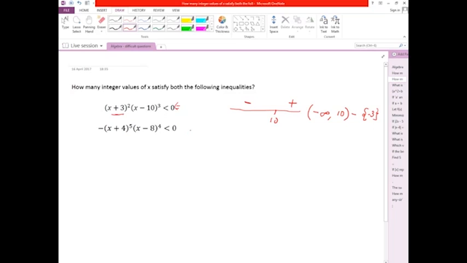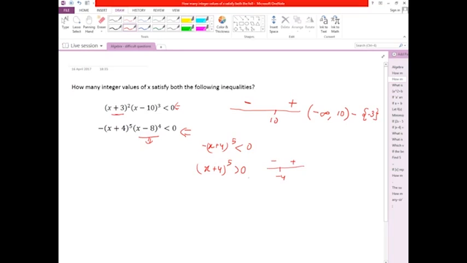And in the same way we'll need to solve for this. Here (x minus 8) to the power 4 is always going to be positive, so we just need to do it for (minus x plus 4) to the power 5 less than 0, or we can multiply by minus on both sides and we'll get (x plus 4) to the power 5 greater than 0. Again, you can plot the number on the line, minus 4, plus minus.